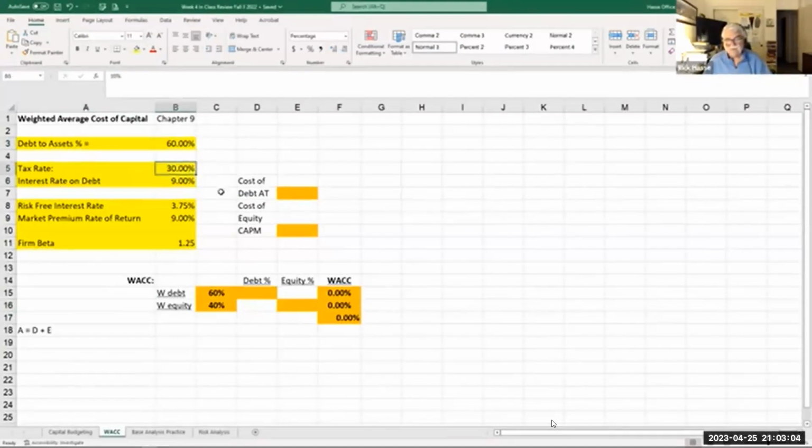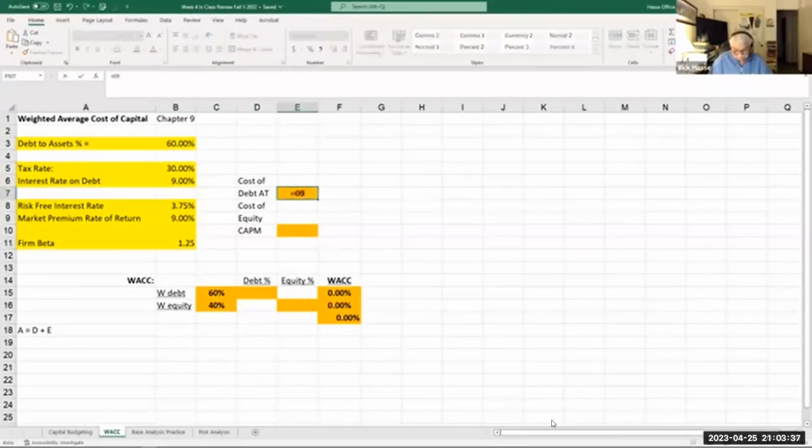So if their debt position is 60%, that means their equity position has got to be 40% in their capital structure. It's got to total 100%. Their cost of that equity, or 40%, is determined by the capital asset pricing model: the risk-free interest rate relative to the market premium rate and the company's specific beta. So let's put together this cost of capital. If our interest rate on our debt is 9%, we're going to take that 9% and multiply it times 1 minus the tax rate of 30%.